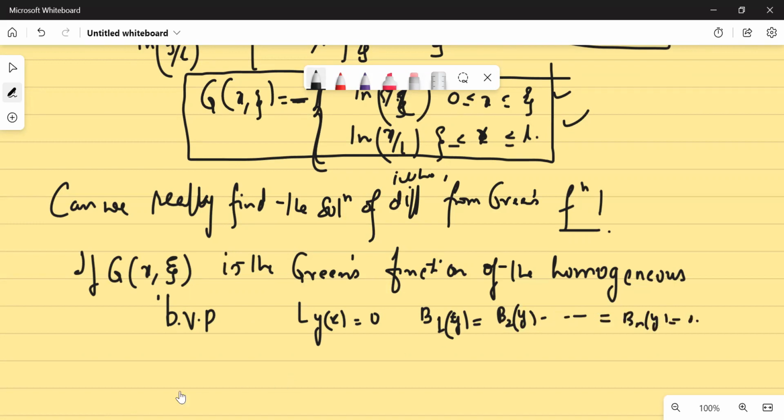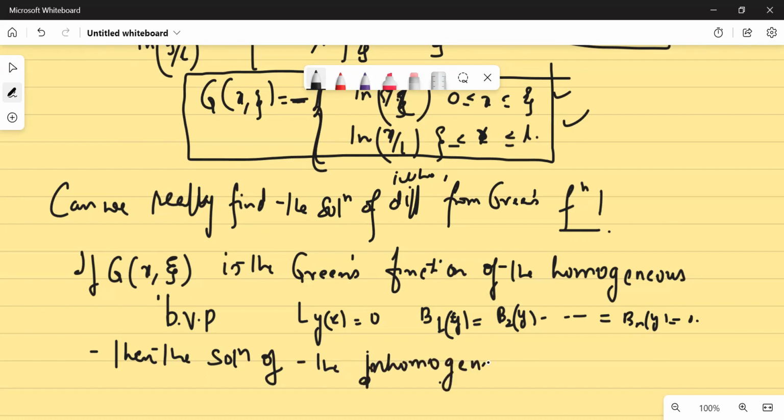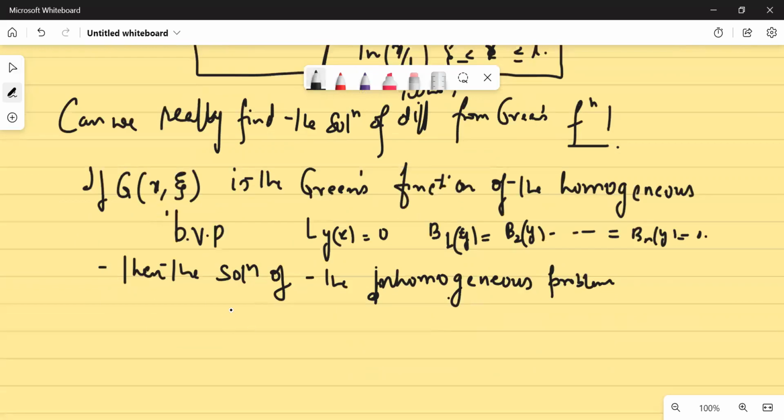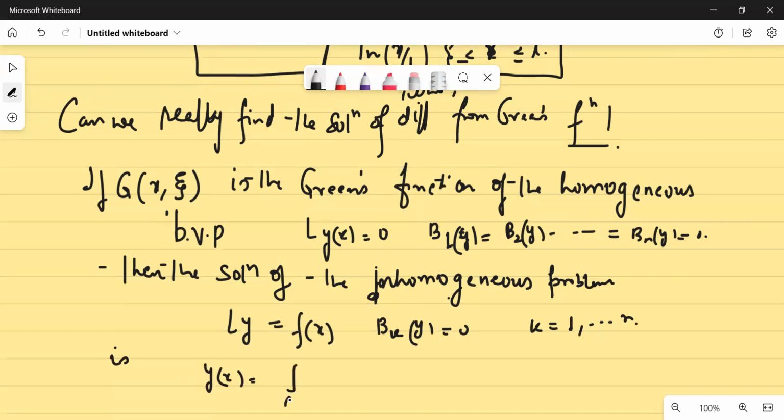Theek hai? Then the solution of the inhomogeneous problem, that is given by L y = f(x) given these boundary conditions, is nothing but this particular integral. Okay, so this is your y(x).